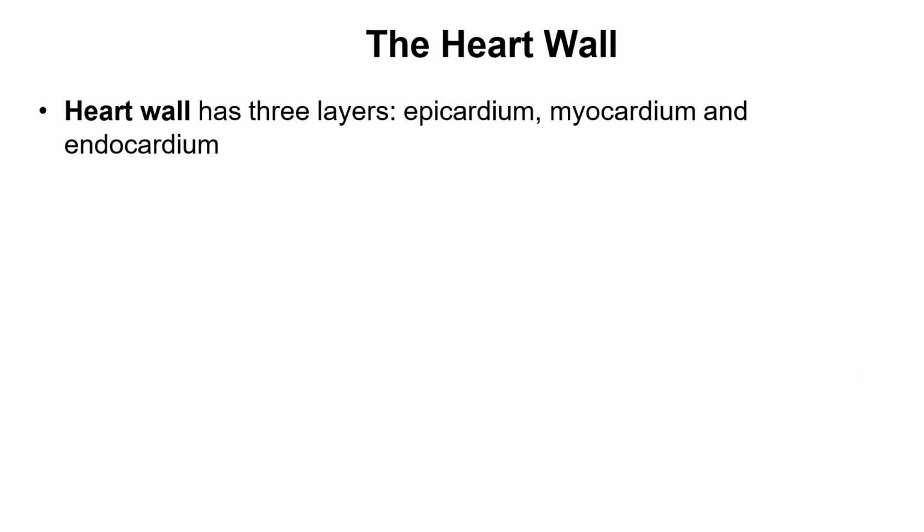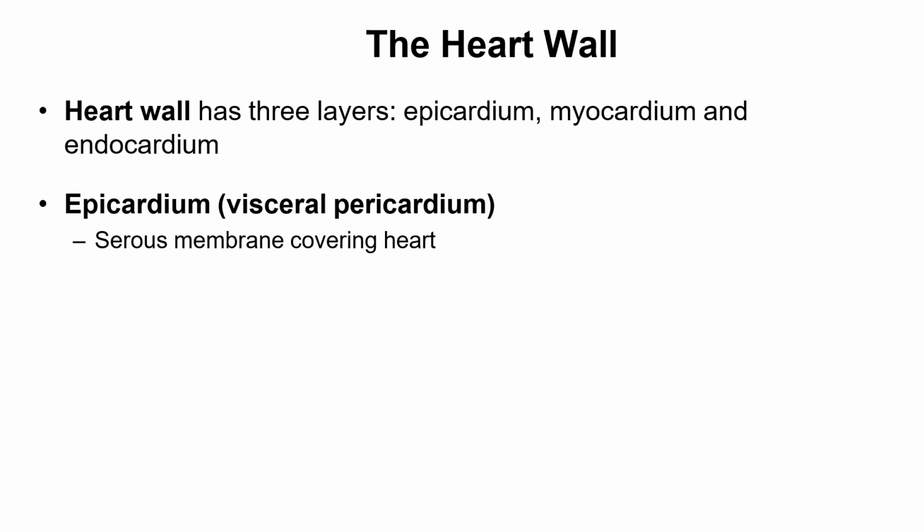The heart wall has three main layers. We have the epicardium, which is the outermost layer, also referred to as the visceral pericardium. It is a thin, smooth membrane that acts as the heart's protective covering. We have the thick middle layer. We refer to that as the myocardium. It is made up of cardiomyocytes, which are just cardiac muscle cells. It is made up of thick muscular tissue that can contract to pump blood throughout the body.